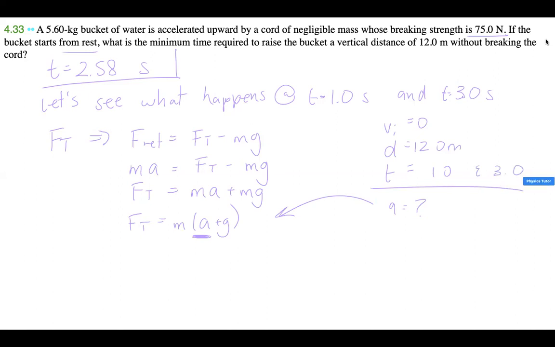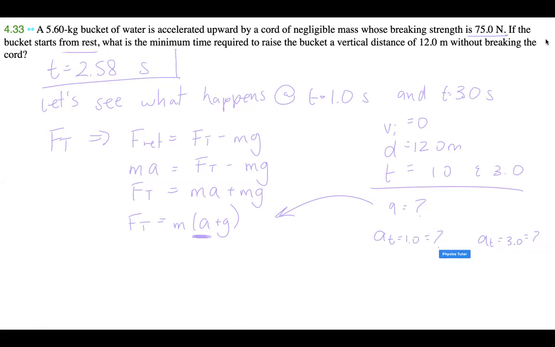So let's look at acceleration. Actually, I should rewrite that a little bit better. We should say this: acceleration when the time is 1.0 seconds and acceleration when time is 3.0 seconds. So what is that equal to?